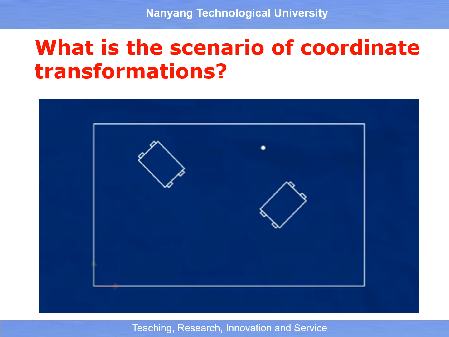So here we might have a world frame, a robot 1 frame, and a robot 2 frame. In case you're not familiar, we usually use red for the X direction, green for the Y direction, and blue for Z. Next, we need to create transforms between our frames.